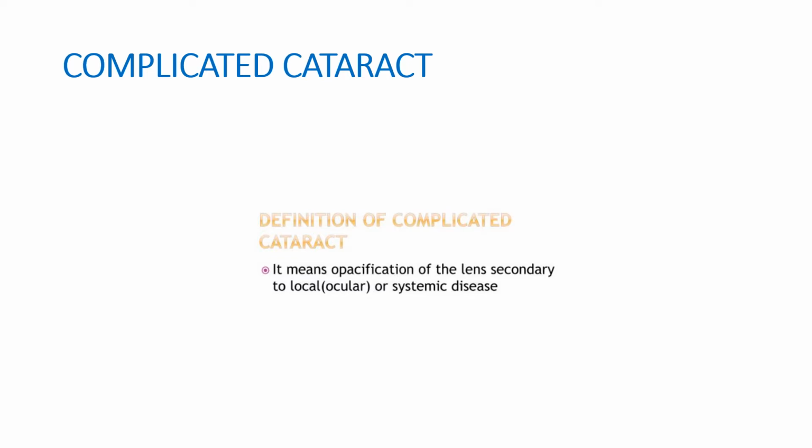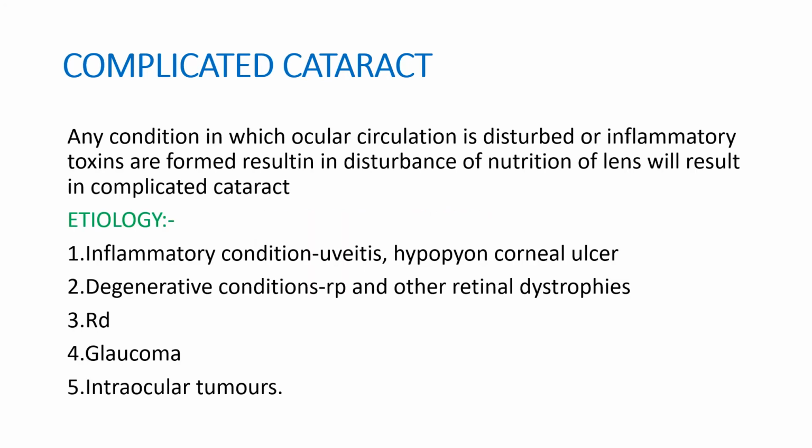So what is complicated cataract? It means opacification of the lens secondary to ocular, local or systemic disease. Any condition in which ocular circulation is disturbed or inflammatory toxins are formed, resulting in disturbance of nutrition of the lens, will result in complicated cataract formation.